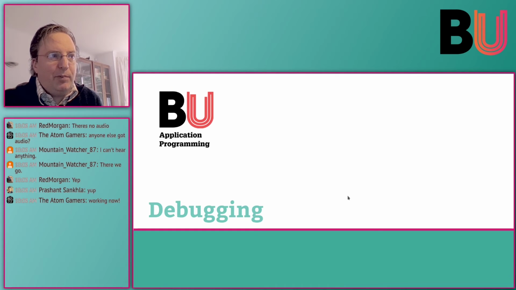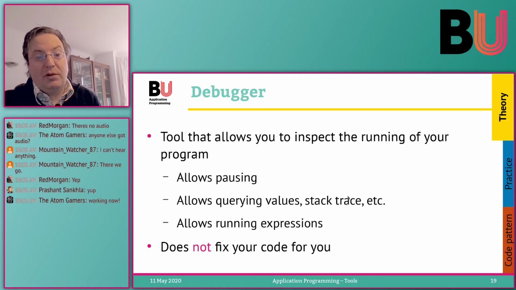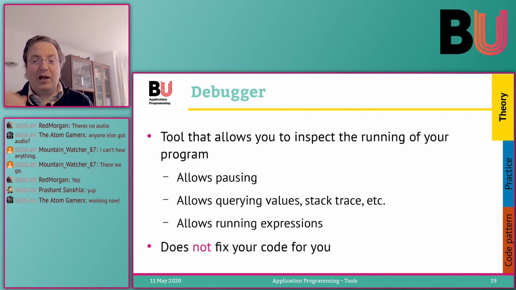Then we have debugging. A key tool in development is the debugger. At the end of the day, a debugger is just a tool that allows you to inspect the running of your program by allowing you to pause the execution, either through breakpoints or other things. There are different kinds of breakpoints, but the idea is you pause the execution, then you can query various elements of the state of your application. You can see, okay, is this what is expected? And it actually allows you to modify the state either by changing values directly or by running code.